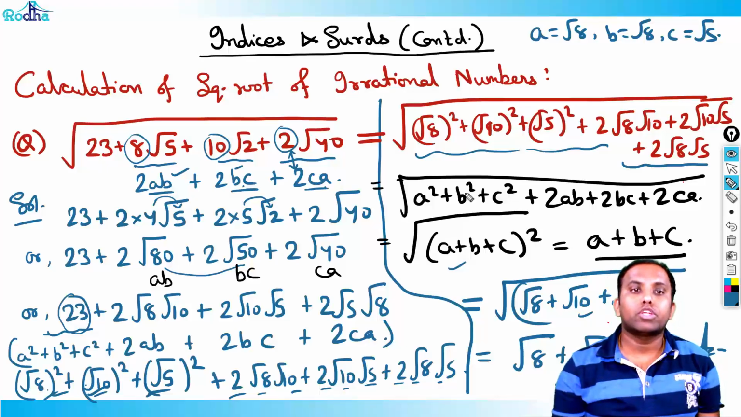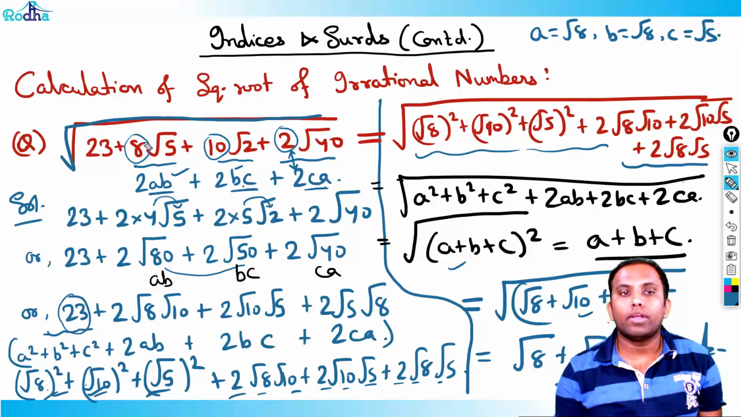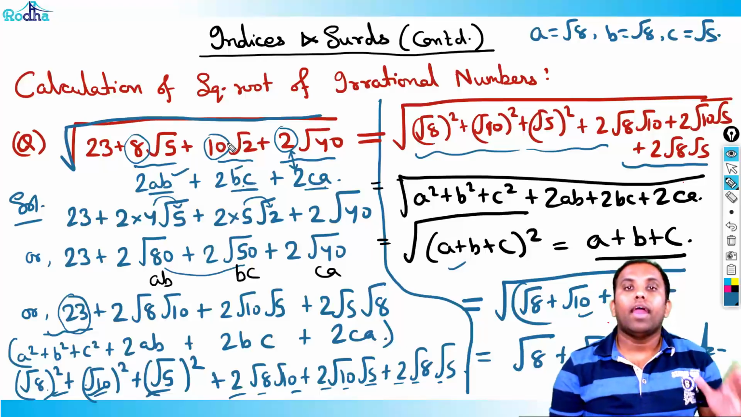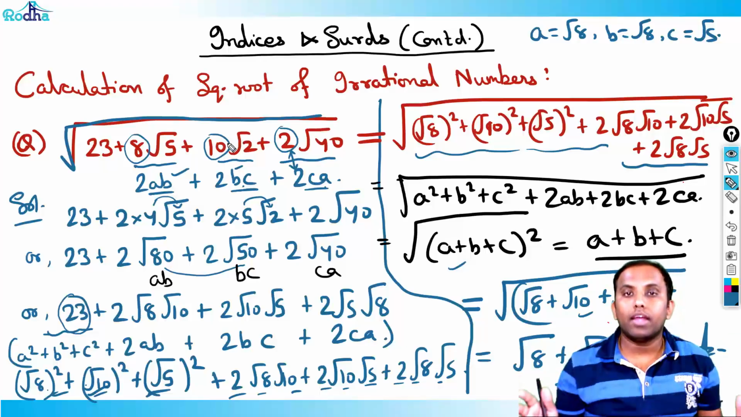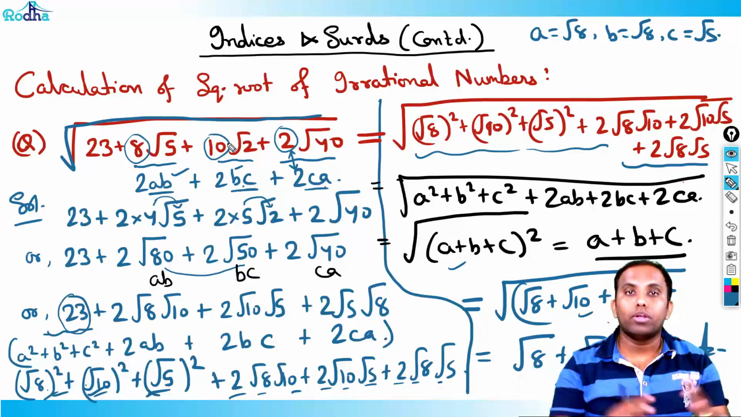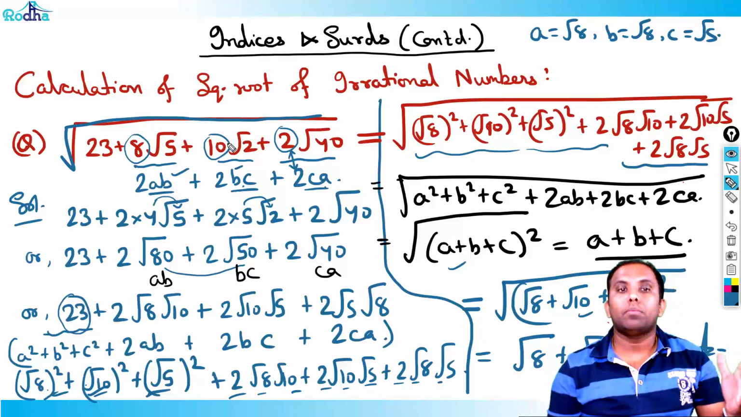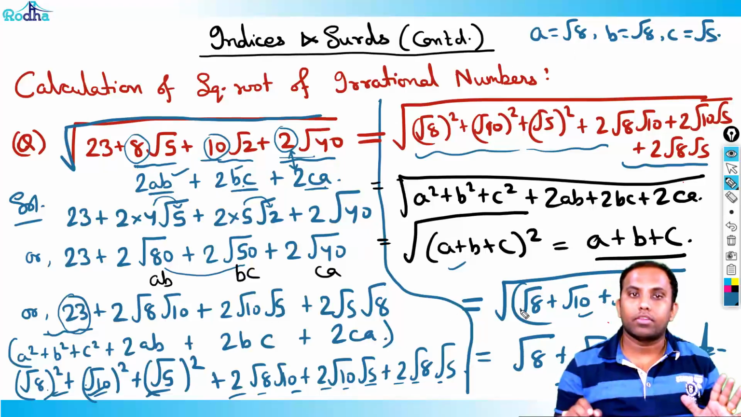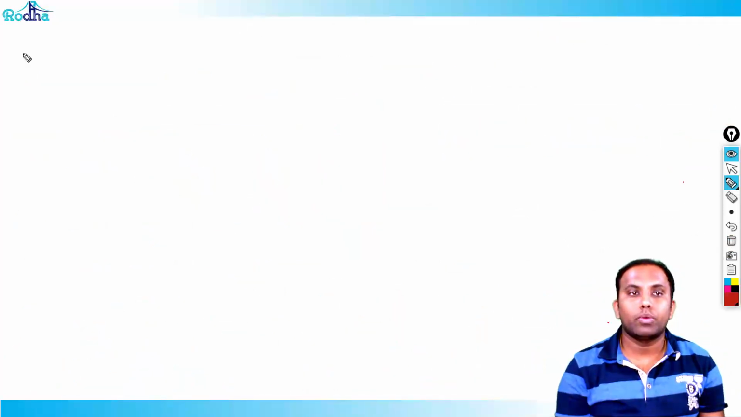So what we did first: the question was to calculate the square root of 23 plus 8 root 5 plus 10 root 2 plus 2 root 40. Since there are more than one term here, it is not the case of (a plus b) whole square equals a square plus b square plus 2ab, as we did in the last video. It is something more than that. We have to do the next expansion because there are more terms. So we used (a plus b plus c) whole square as a square plus b square plus c square plus 2ab plus 2bc plus 2ca. We converted to this form to get this answer. Now the next question we should do a bit faster, once we have the concept.